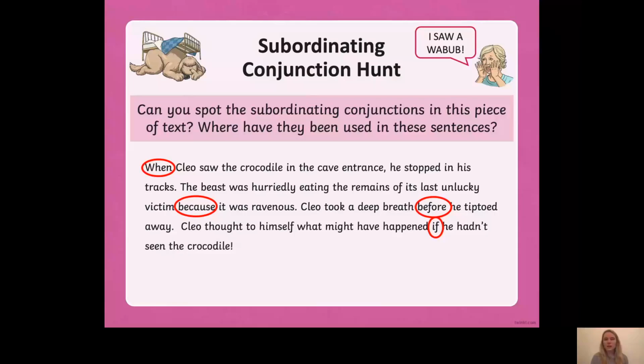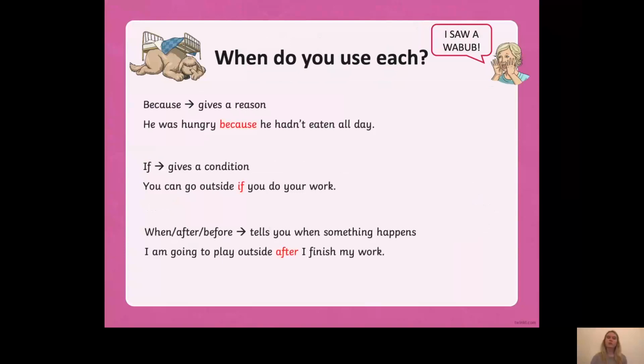Now let's find out when we use each of these subordinating conjunctions. So we use because to give a reason. So he was hungry because he hadn't eaten all day. So he hadn't eaten all day was the reason why he was hungry. Or he had to stay in at break time because he hadn't done his work. So he hadn't done his work was the reason why he had to stay in at break.